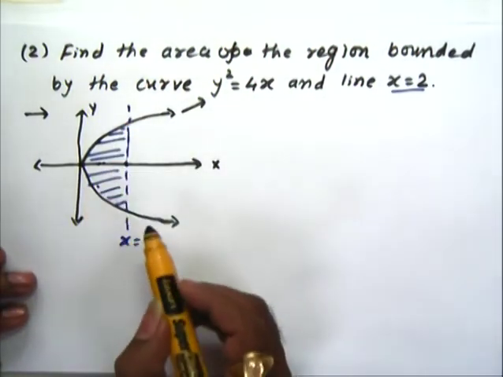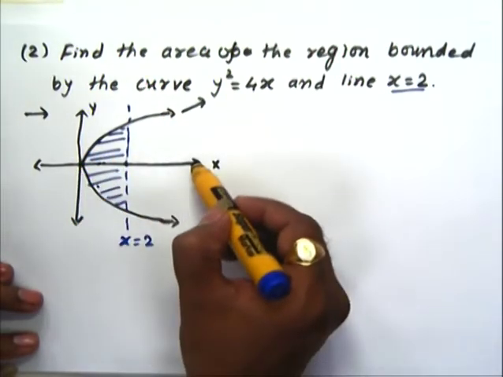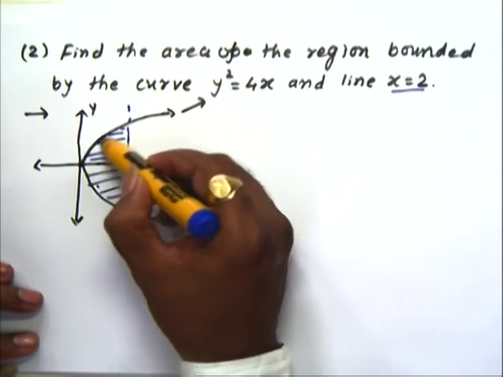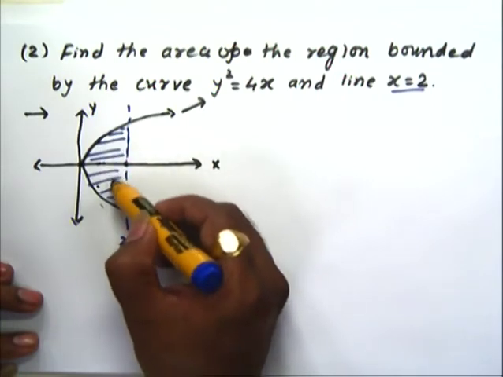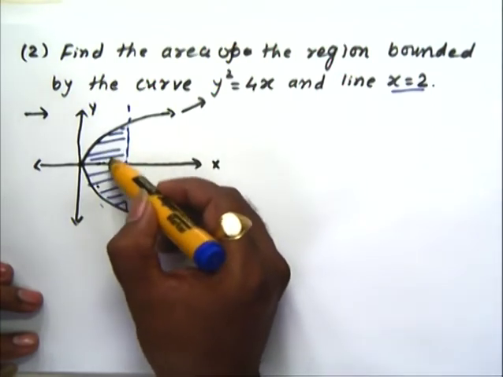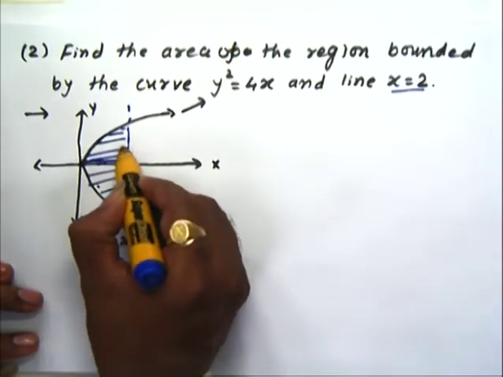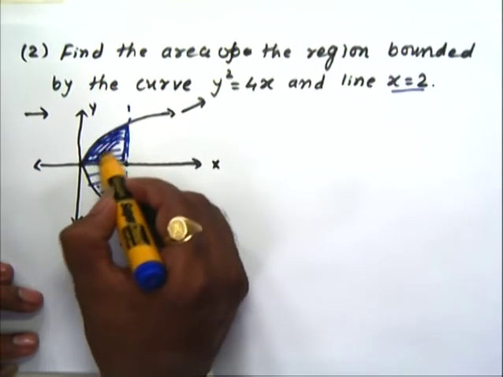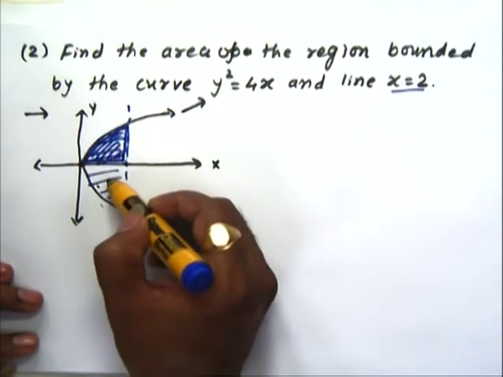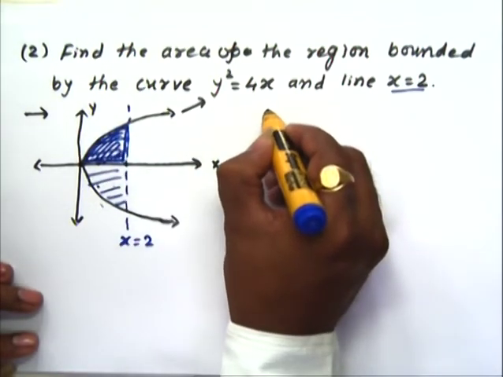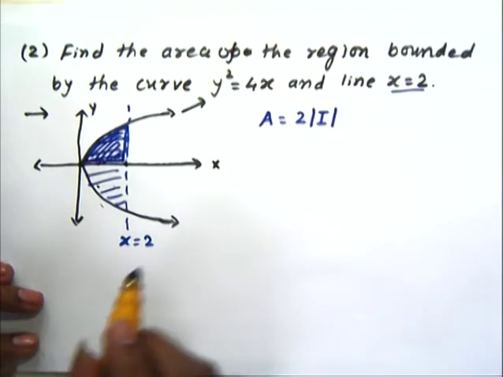Okay. But see here, this curve is symmetric about the x-axis. The area of the upper half and the area of the lower half is the same. So we do not need to find the area of the whole part, but we will find the area of only this part, and then we double it so we can get the whole area. So the area A equal to 2 modulus I.